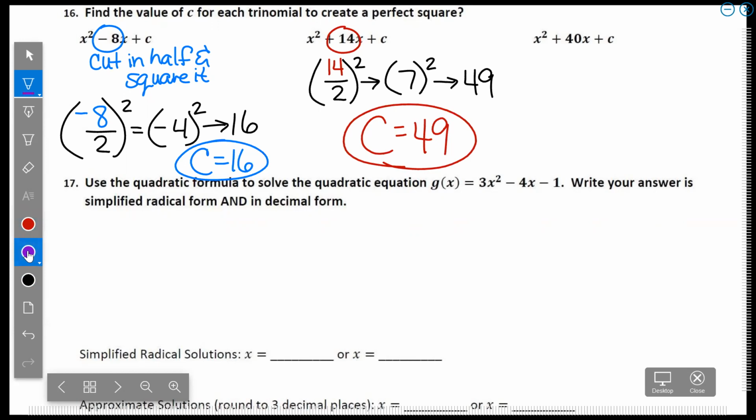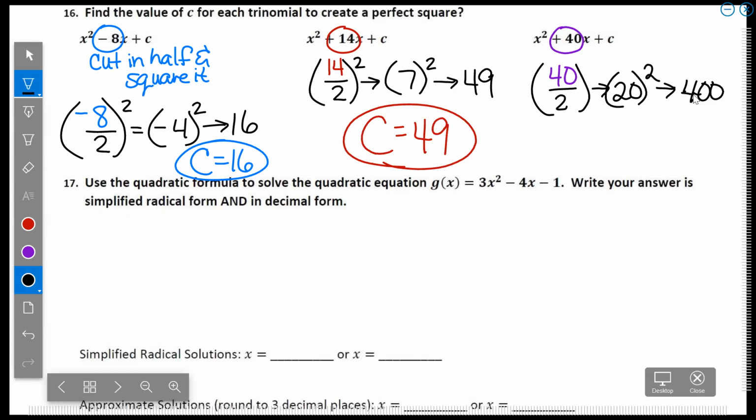Very last one. What happens when I cut that number in half? I get 20. And 20 squared is what? You said 400? Yep. So C is 400.